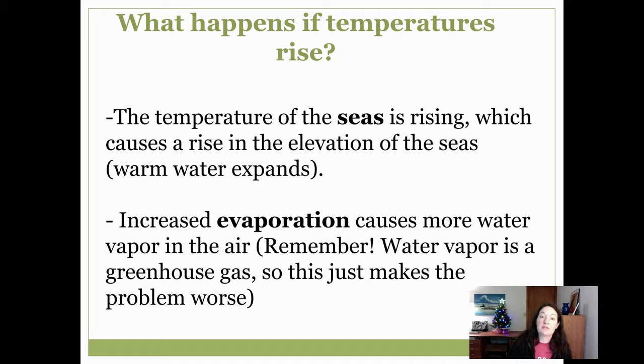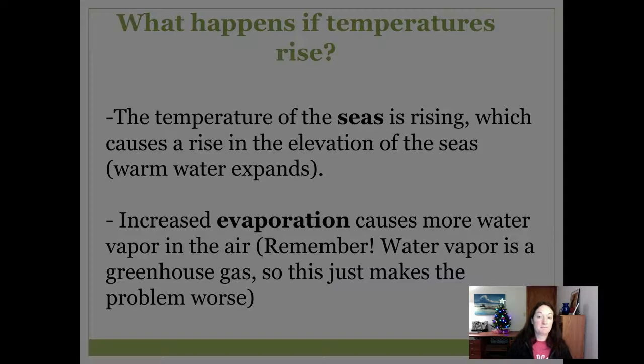You also have an increase in evaporation caused by warmer temperatures. When you evaporate more water, you have more water vapor in the air. And if you remember, water vapor is a greenhouse gas itself. So it just makes the problem even worse. You're creating more greenhouse effect by having more water vapor in the atmosphere. Also, as a result of more water vapor in the atmosphere, you have more violent hurricanes, more rain, more storms. And so we're starting to see all of these things happening with global hurricane numbers and global disasters as a result of that increased evaporation of water.